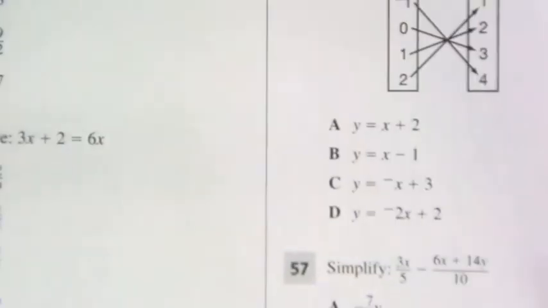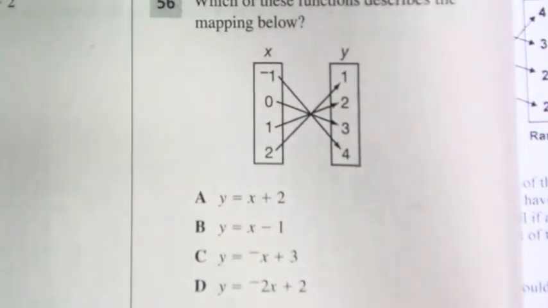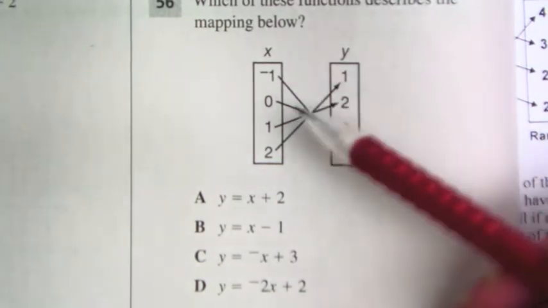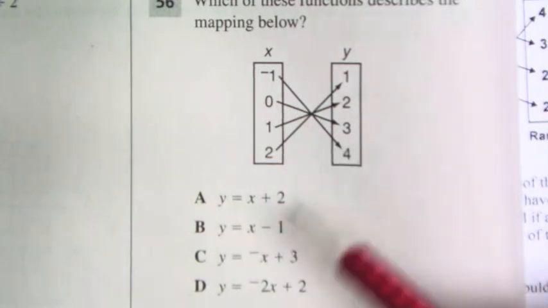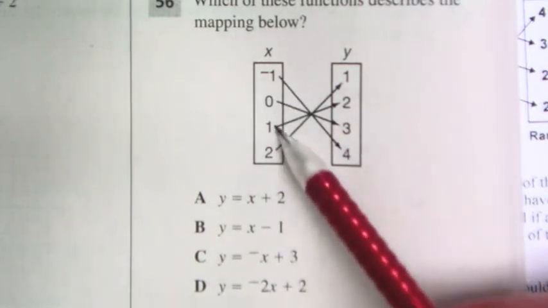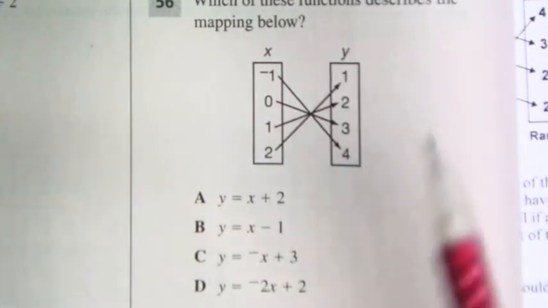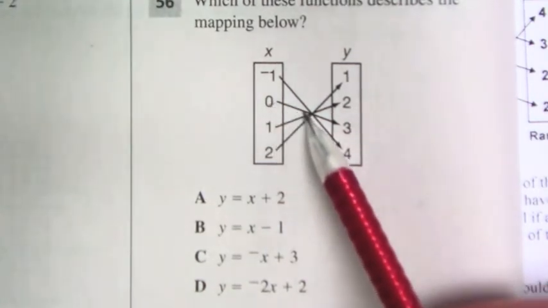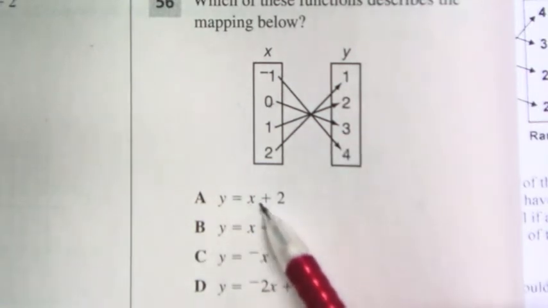This one uses the same logic. Which one of these equations describes this mapping? Or rather, this mapping describes one of these equations, so let's word it like that. As you can see, this is a function because only one arrow comes out of each one. But which one of these equations represents that? Well, let's take the easiest one. If I put in a 0, I should get a 3. Let's try it. 0 plus 2 is 2.